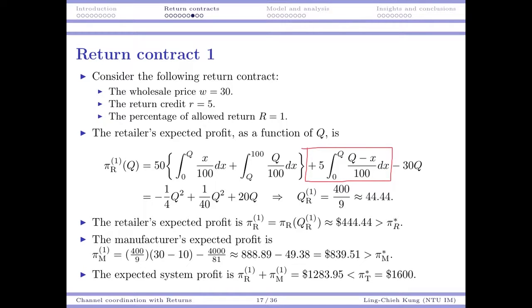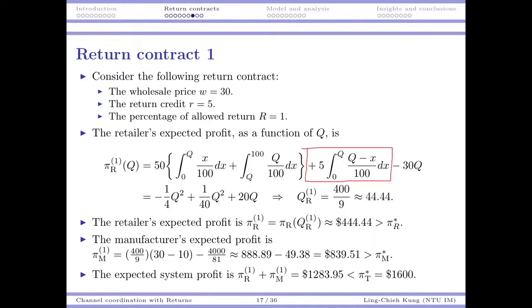Again, X is the demand dummy variable. When X is between 0 and Q, that means your demand is less than your order quantity. In that case, you are allowed to return those unsold product. Unsold quantity is exactly Q minus X. For those unsold product, each of them you can earn $5 back. Okay? And 1 over 100 is just the density function. So this particular term is describing the amount of expected return credits that the retailer can earn.